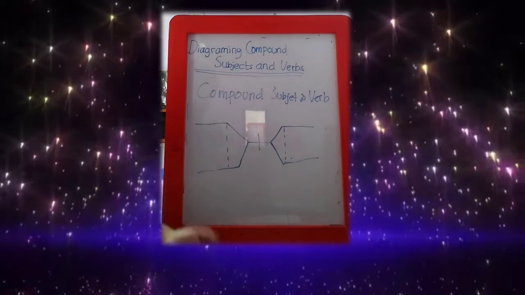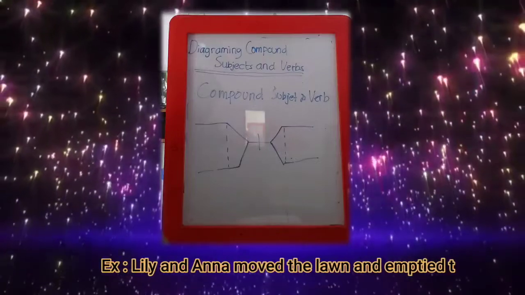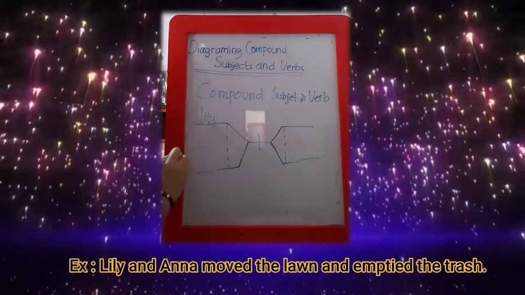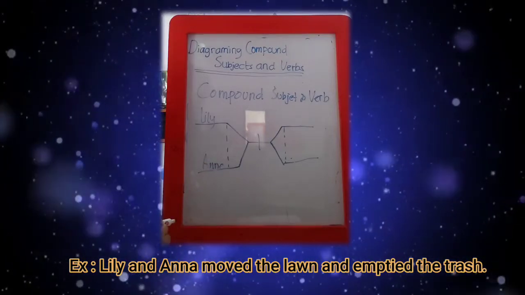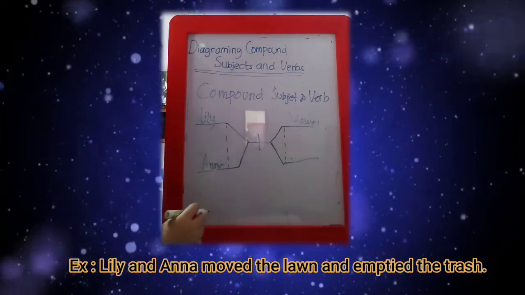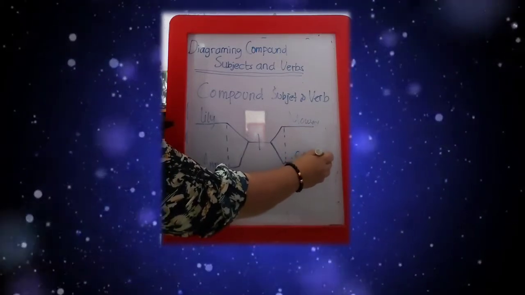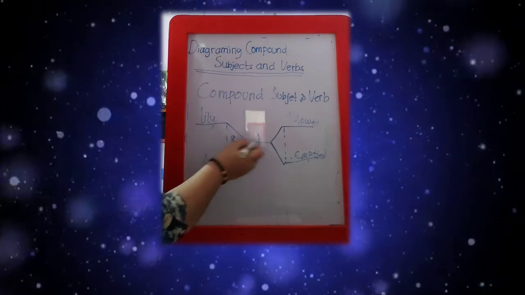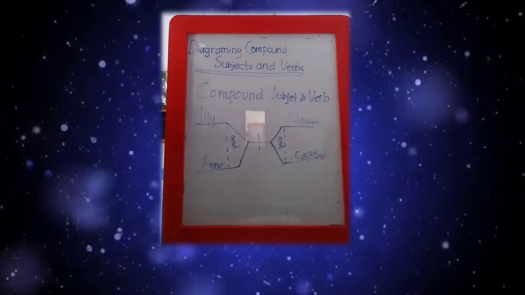Now we want to complete the diagram. Lily and Anna mowed the lawn and emptied the trash. So we put the subject here, Lily and Anna, and then we put the verbs mowed and emptied. And then as the joining word, we put and inside the triangle. Okay, that's all. I think it's clear enough for you.